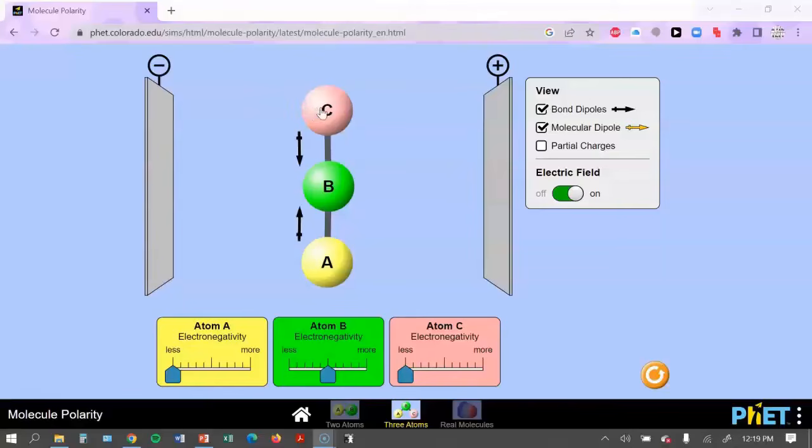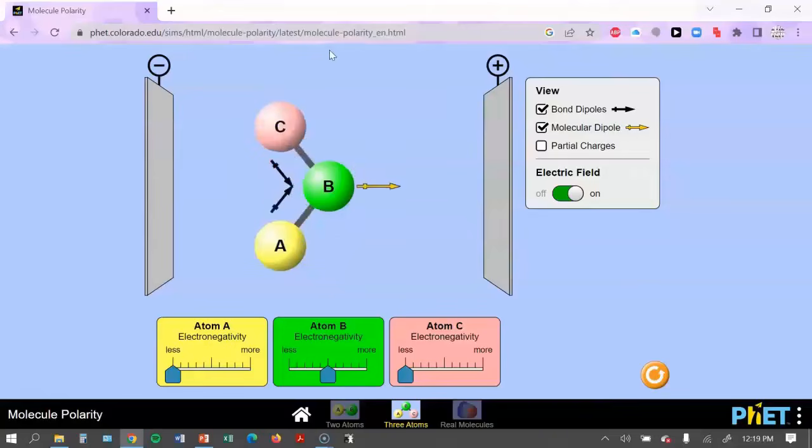So as I change this molecule from linear to bent, again, we can see the appearance of the molecular dipole, which is indicated by that yellow arrow. And now the molecule does not rotate randomly, but is locked in that position where the negative end of the dipole is attracted toward the positive plate.